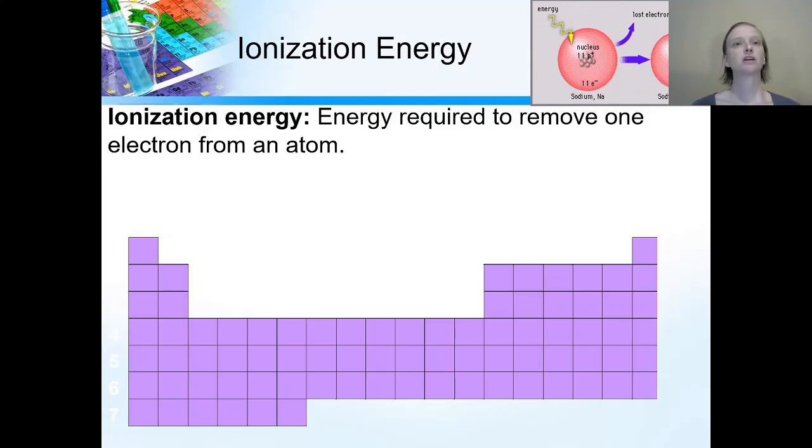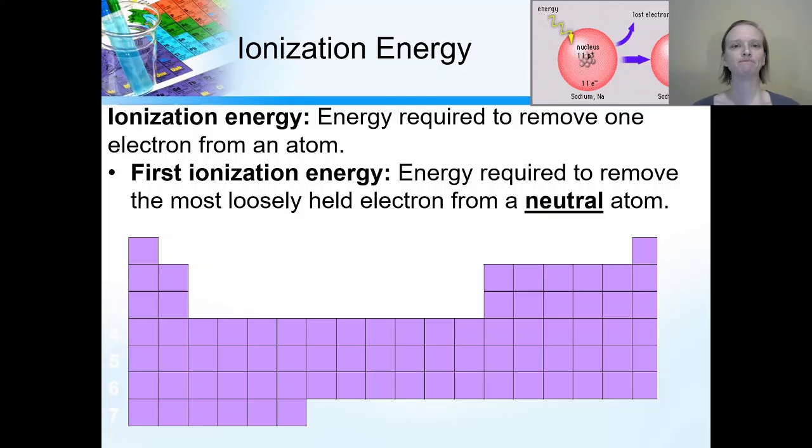Now the next trend we're going to talk about is ionization energy. We need a definition for ionization energy first. Ionization energy is the energy required to remove 1 electron from an atom. Specifically, the first ionization energy is the energy required to remove the first electron, so the most loosely held electron from a neutral atom. So you're starting with neutral and you're creating an ion with a charge of +1.